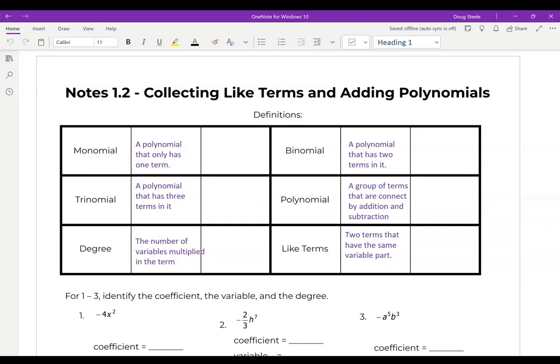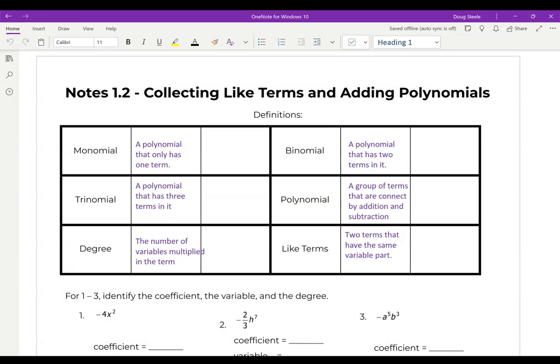Hello, folks. Today we will be learning about collecting like terms and adding polynomials. This is going to be note 1.2 in our notes package. We're going to begin with going over a few definitions, then going through several examples to help us get how we can collect like terms and how we can add together polynomials.